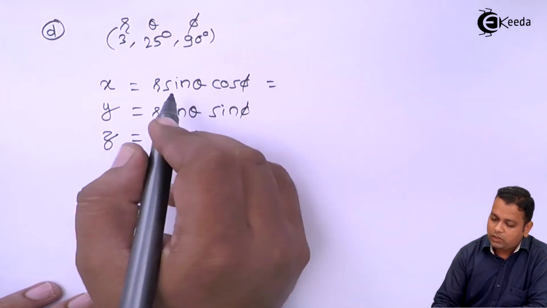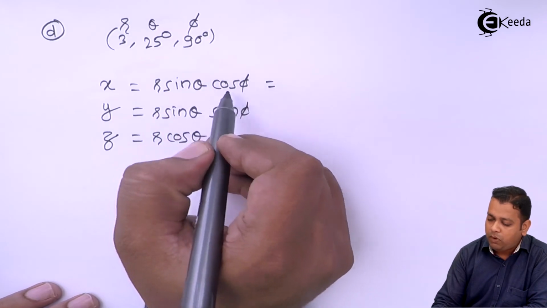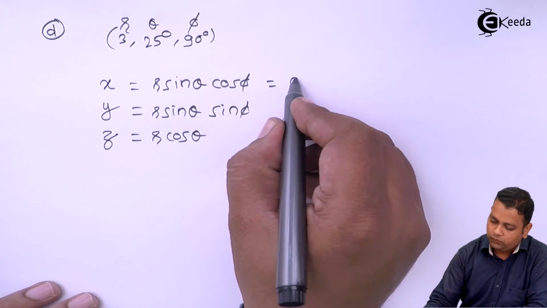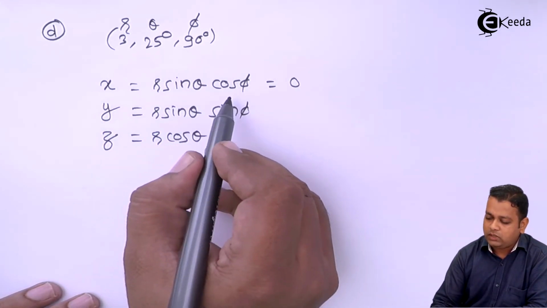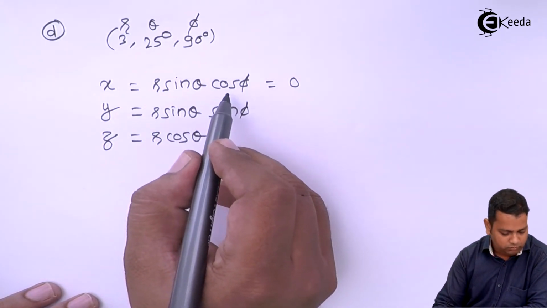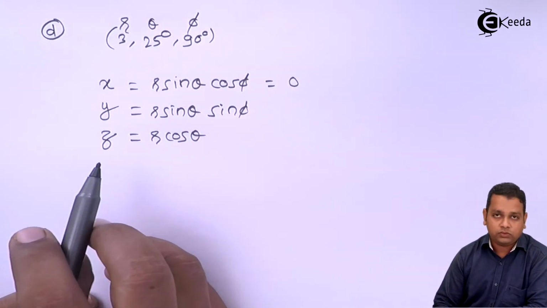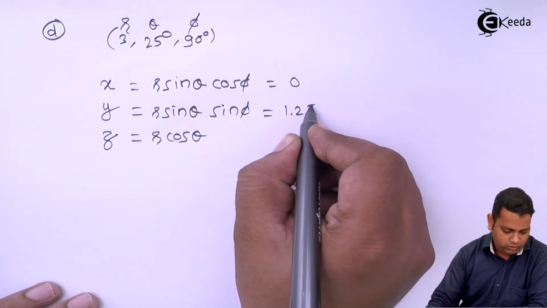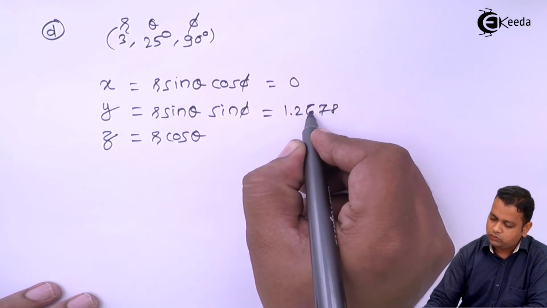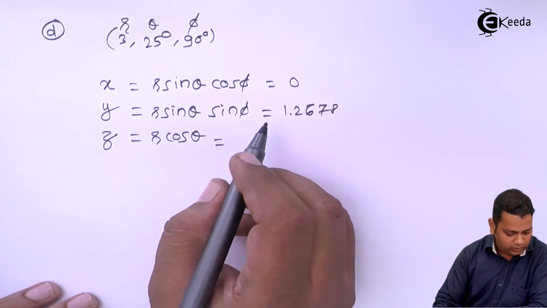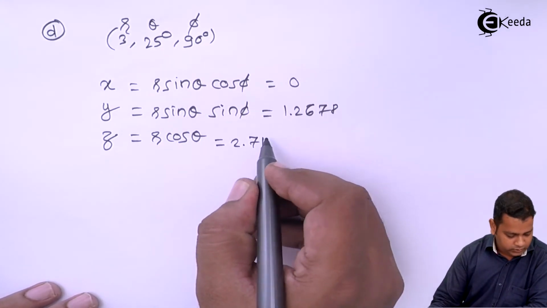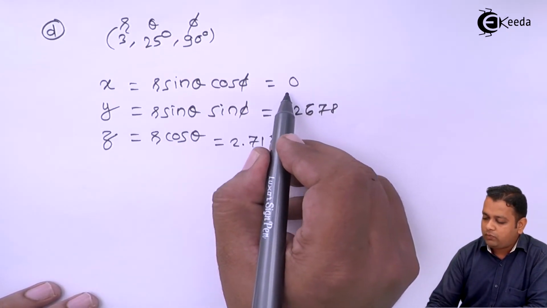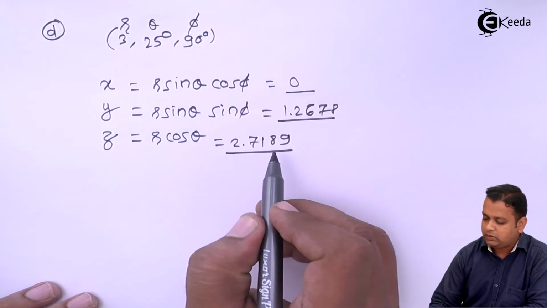So substituting the values of theta equal to 25 degree, phi is equal to 90 degree, we obtain X is equal to 0, because it will be cos 90. Cos 90 will be equal to 0. 0 multiplied by others will be equal to 0. Now y will be equal to 1.2678, and z will be having the value 2.7189. So these are the coordinate values in terms of x, y and z in the space.